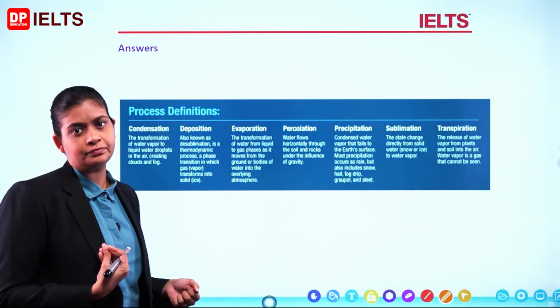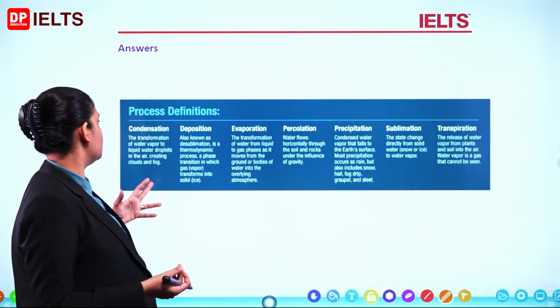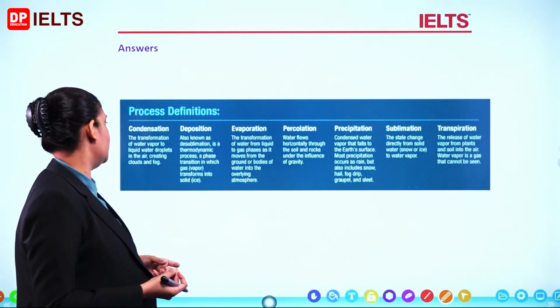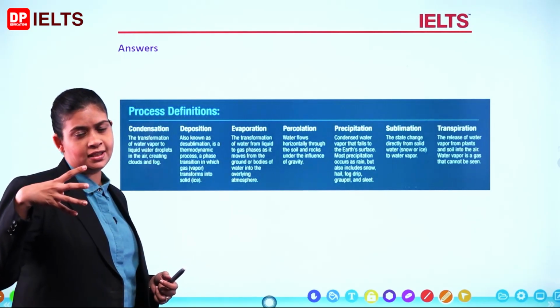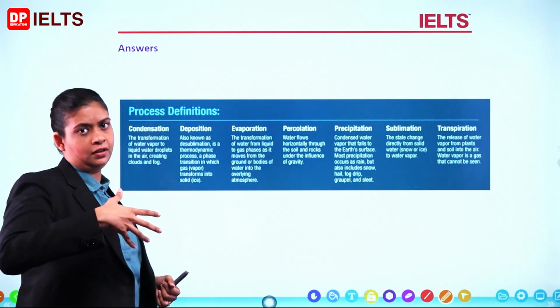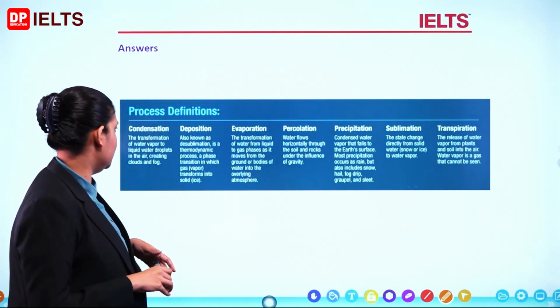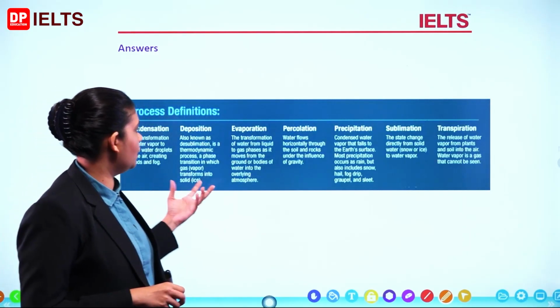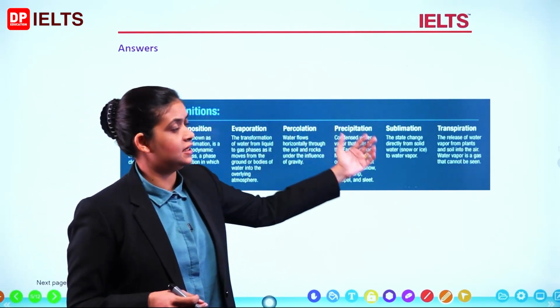Right? So condensation is the transformation of water vapor into liquid water droplets, right? So evaporation means turning into vapor, right? So you have the words being described.